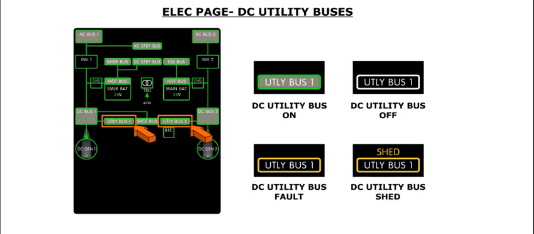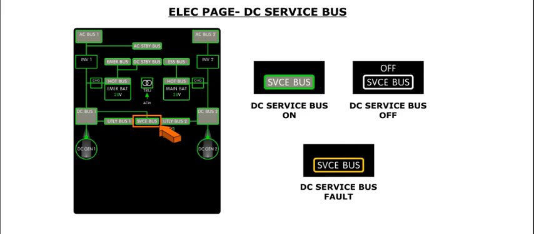A white outline on a black background indicates that the utility bus is off. An amber outline indicates a fault in the associated utility bus. The outline and label are replaced with an amber shed label when the utility bus has been shed. The DC service bus follows the same convention as the utility buses.